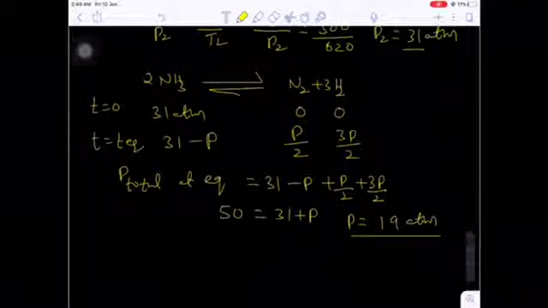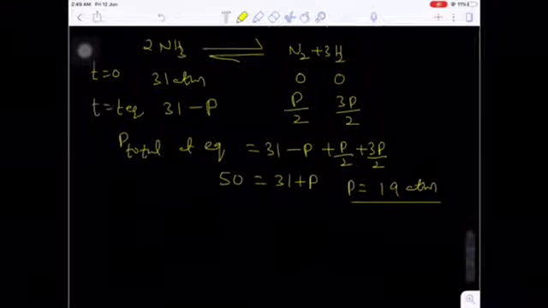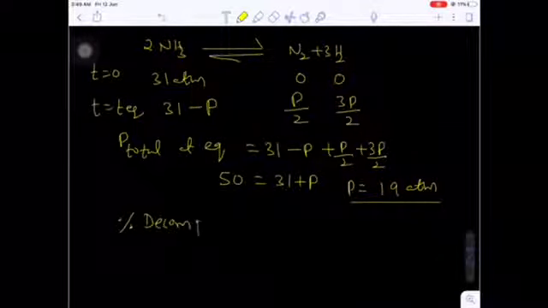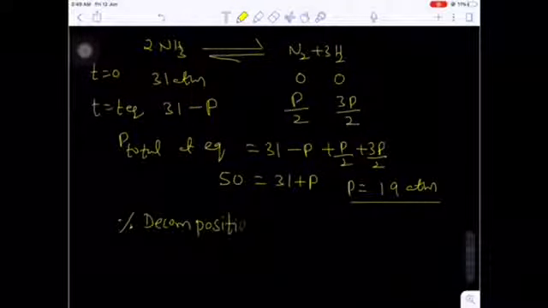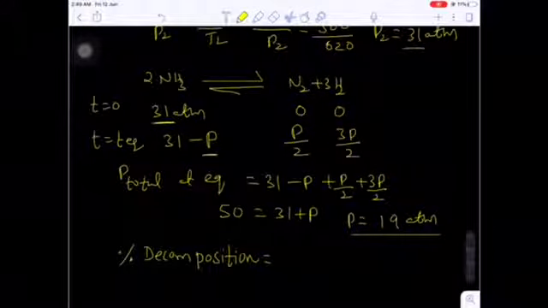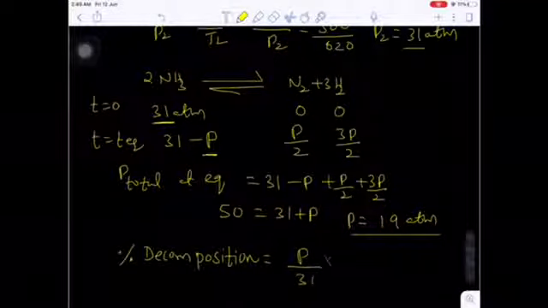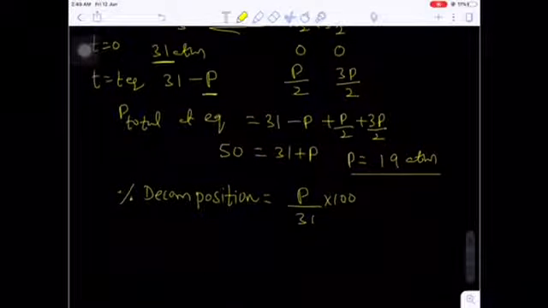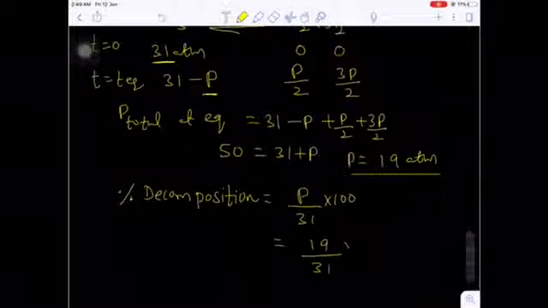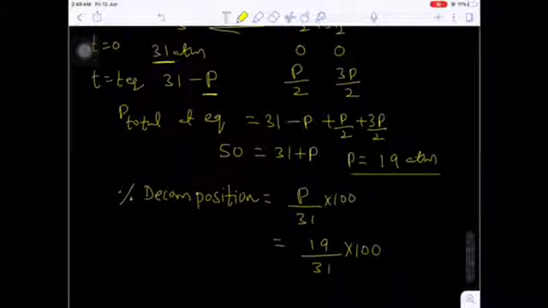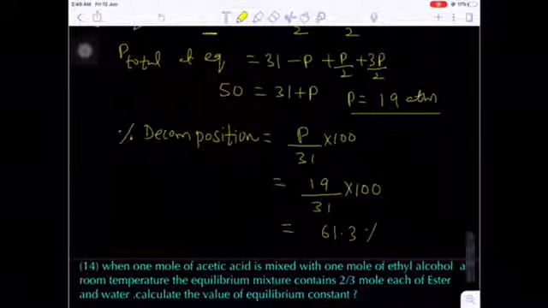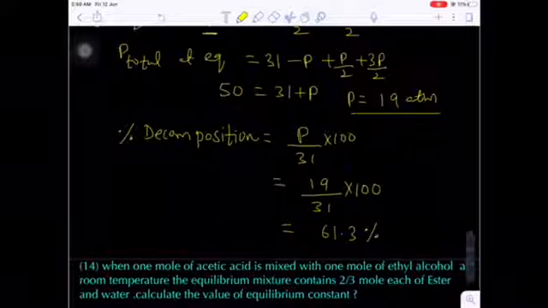So this much ammonia decomposes: out of 31 atm, 19 atm decomposes. Now I am writing the percentage of decomposition. Out of 31 atm, P atm decomposes, so P by 31 into 100 is the degree of decomposition. With P equal to 19, 19 by 31 into 100, you will get 61.3 percent.